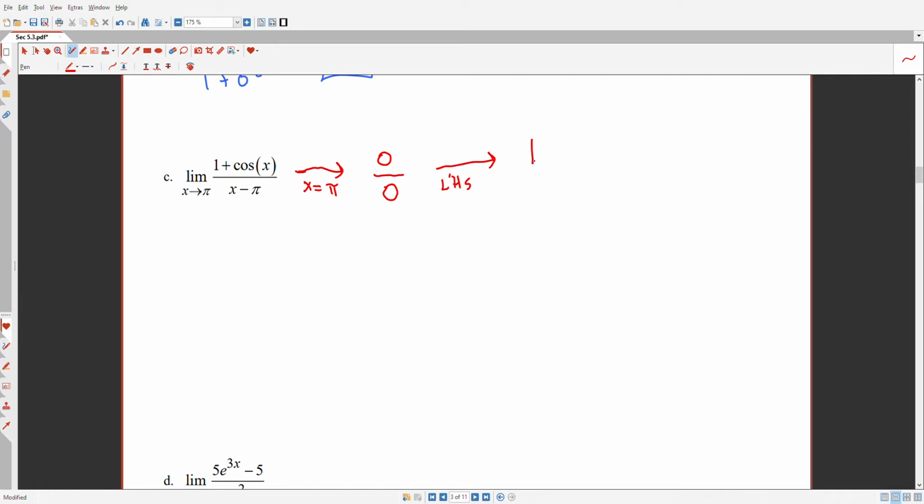and we get that the limit should equal the limit as x goes to pi. The derivative of the top is negative sine of x, and the derivative of the bottom is 1. And as x goes to pi, we just get negative sine of pi, and that's just 0. So this new limit equals 0, which means the old limit equals 0.